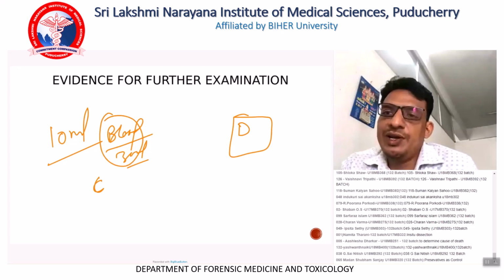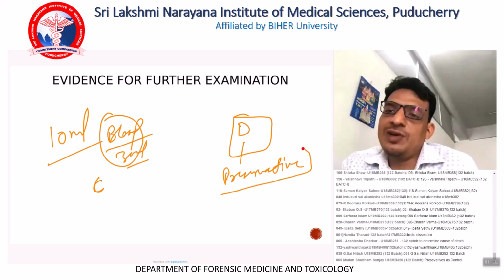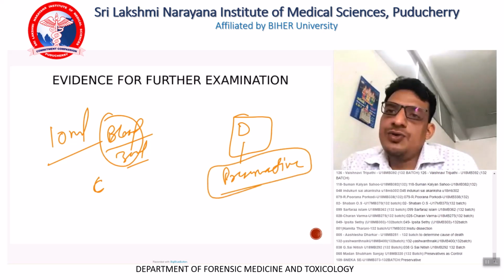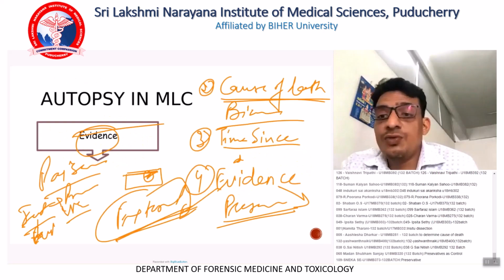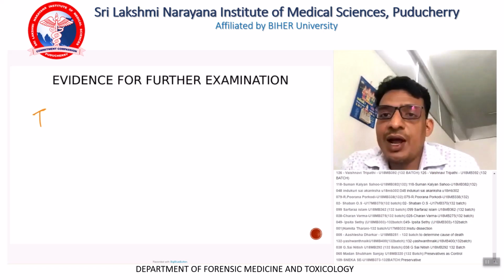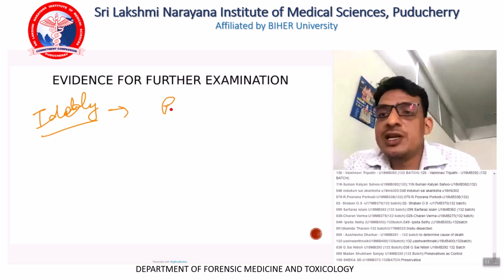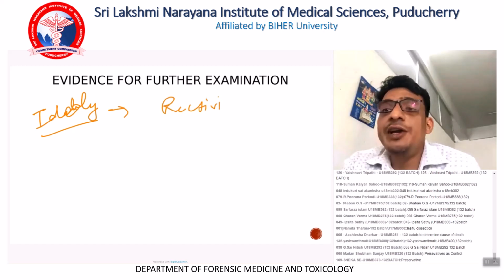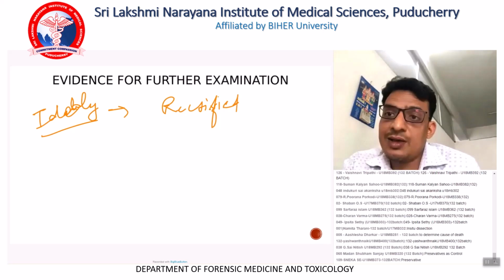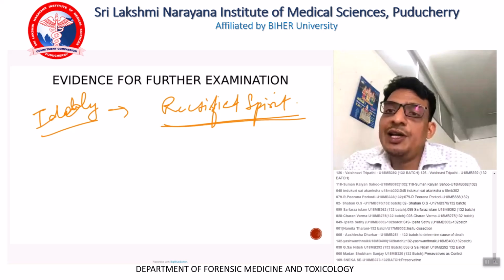Let's say a corrosive case has come to you and you add another corrosive into it. Will it act as a preservative? It will not. If there is a case of alcohol poisoning, ideally the preservative of choice is rectified spirit. Ideal preservative is rectified spirit, but it is not that easily available.